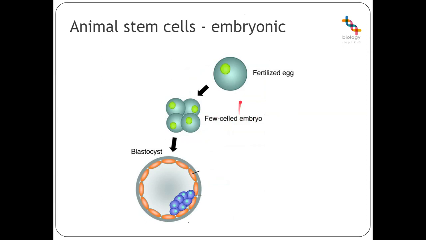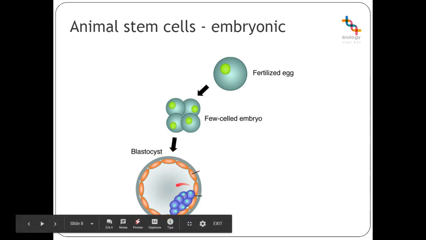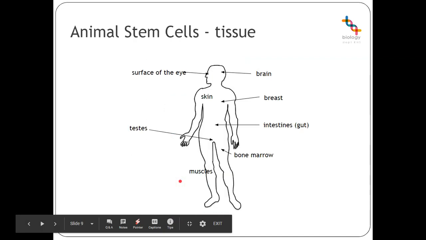In animals, stem cells can exist as either embryonic or tissue stem cells. Embryonic stem cells are found at the blastocyst stage of a newly fertilised egg. This is usually going to develop at around 5 to 8 days after fertilisation. So if our fertilised egg has developed into a few-celled embryo, over time that bundle of cells starts taking on this particular form, and within it we have a group of embryonic stem cells.